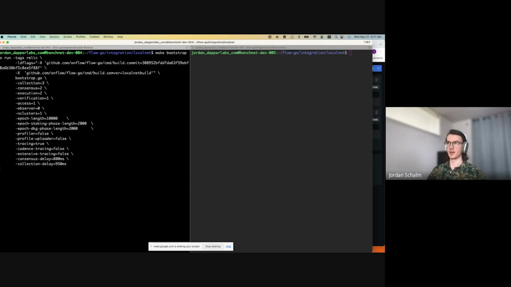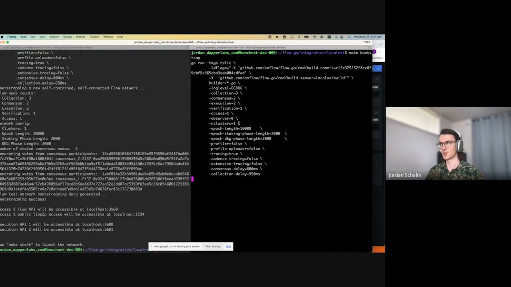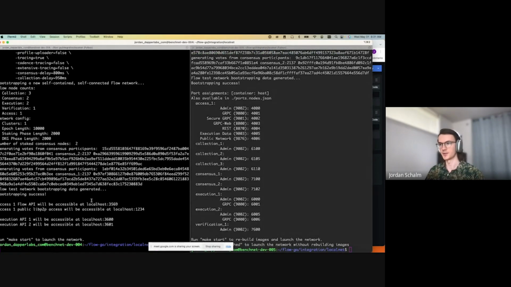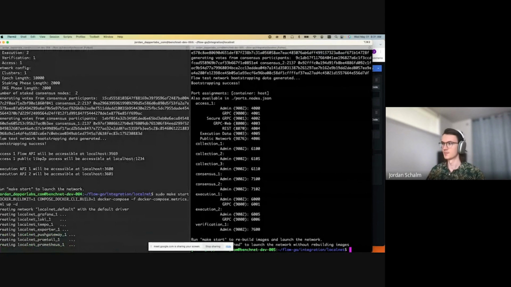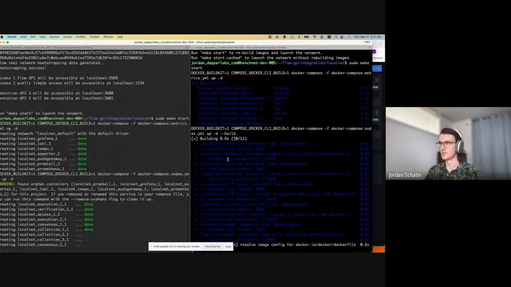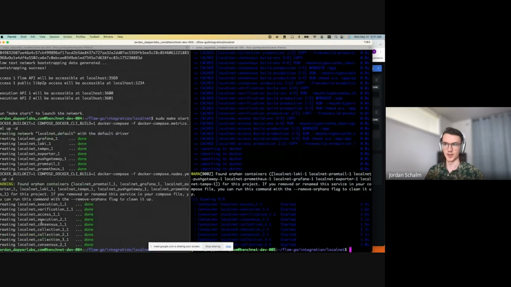Just going to start by bootstrapping both networks here. So we're using the same configuration on both fairly small networks. This is using the LocalNet tool. We're going to start them both here. So both these networks are just running with 2 consensus nodes and 1 verification node.